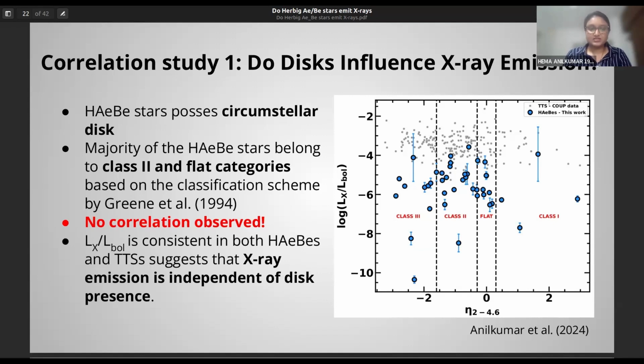What we see here is that the majority of Herbig stars belong to the class II and flat categories, based on the classification scheme by Greene et al. 1994, and we observe no correlation here. The LX by L-bol is consistent in both Herbig Ae stars and T Tauri stars, and this suggests that X-ray emission is independent of the presence of the disk.